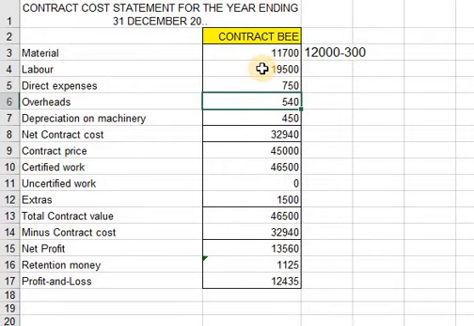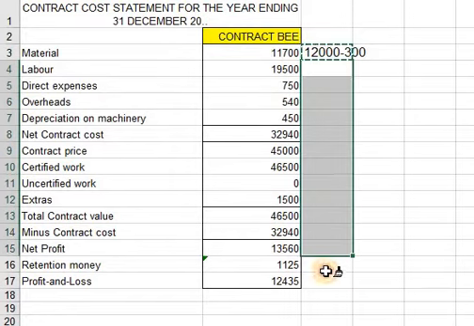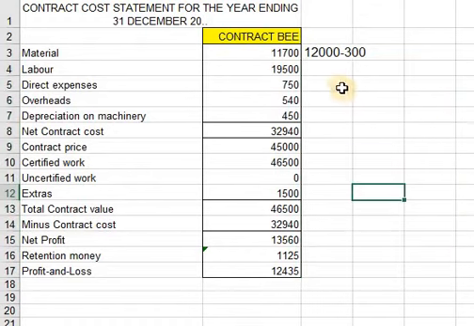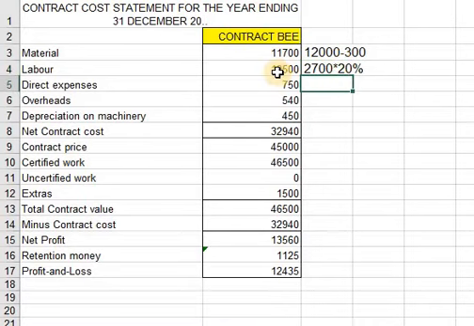Overheads, you were told that it's 2.7 and 20% relates to BEE. So 2.7 multiplied by your 20% will be 540. Let's just copy this format and paste it all over so it doesn't give us problems. Direct expenses is 750.